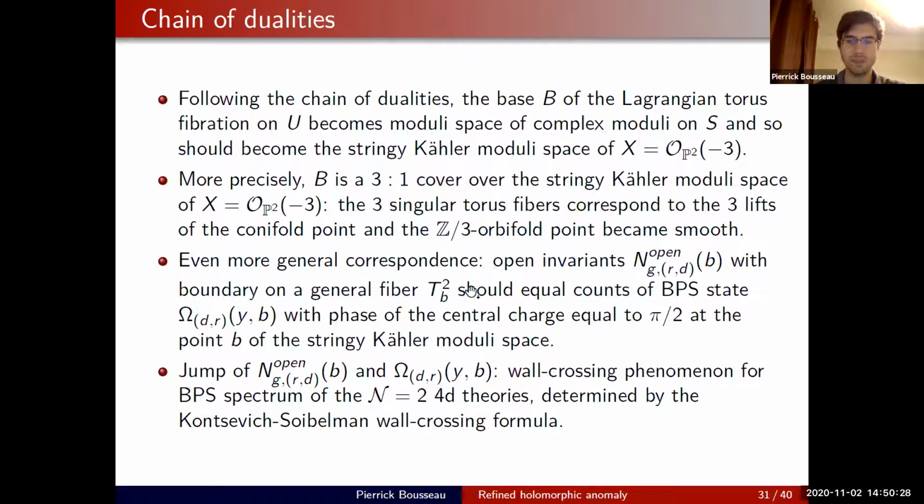And I claim if we go through the chain of dualities, you can understand that on the mirror side, it's just because when you write UV equals W, you can think about the place where your UV equals 0 happens, depending on which point you are on the base. So it makes clear that the base can be viewed as a complex moduli of the mirror. And so by mirror symmetry, this base should be some Kähler moduli space on the other side.